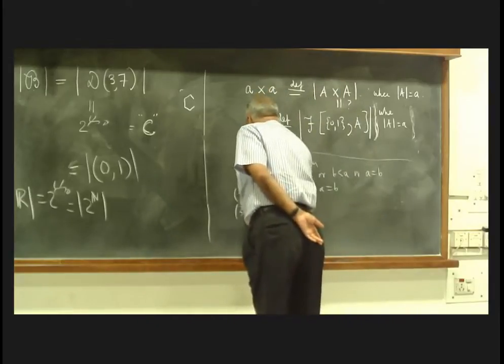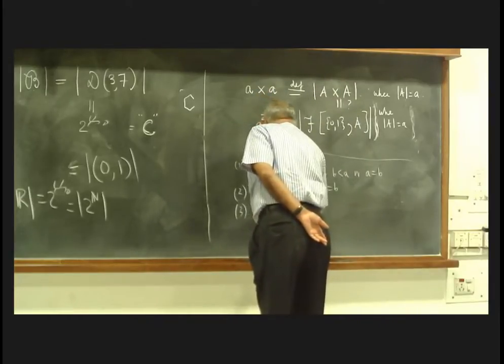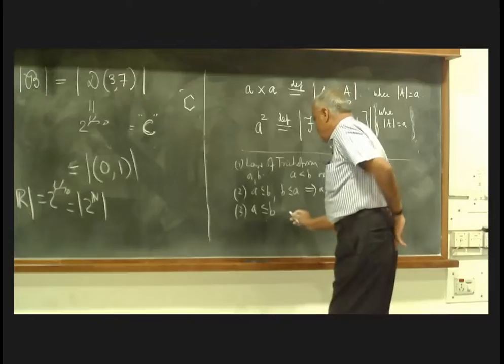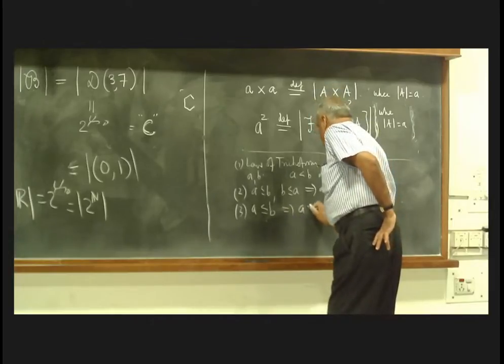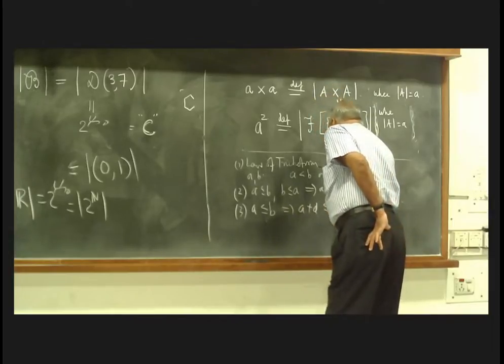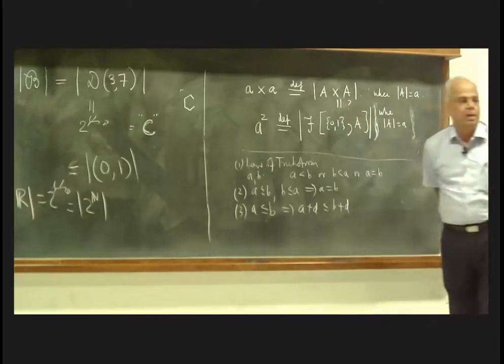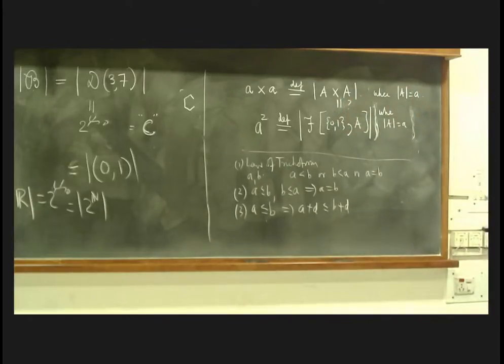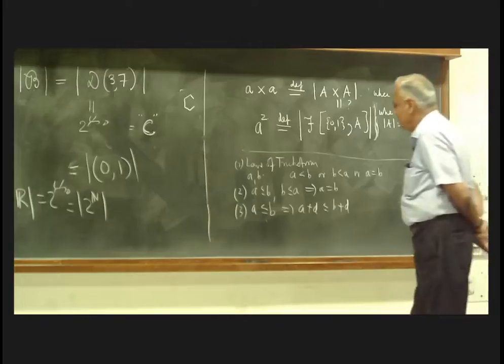And a very important property: if a is less than or equal to b, then a plus d is less than or equal to b plus d for any other cardinal d. We add same quantities, in Euclid's language, equals added to unequals, the unequals will remain unequals. It's very interesting to read Euclid because it's all written in verse. Okay.